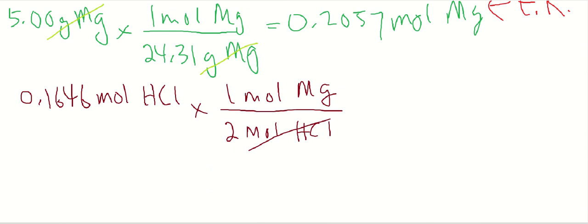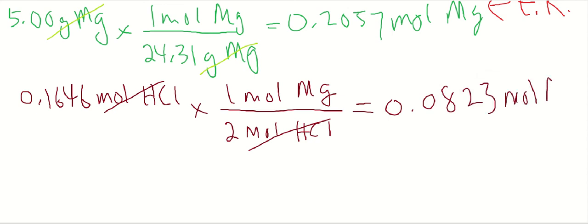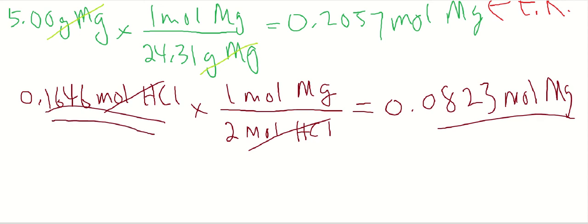So these cancel out. And then you're going to get just half of that, which is 0.1646 divided by 2, like I said earlier, 0.0823 moles of magnesium. That makes sense, because that is half of that. Or you can say 0.1646 is twice as much as 0.0823. We have 2 times as much here as we do here. That's what it's supposed to be.